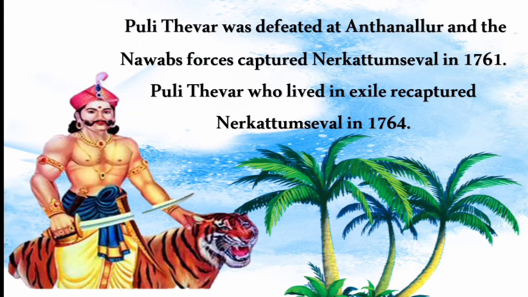Pulidevar, who lived in exile, recaptured Nerkattum Seval in 1764. In 1761, he escaped from the British forces and went into exile. Exile means he hid himself in the forest. He kept himself hidden in the forest, and later, in 1764, he recaptured Nerkattum Seval and started to rule that place.